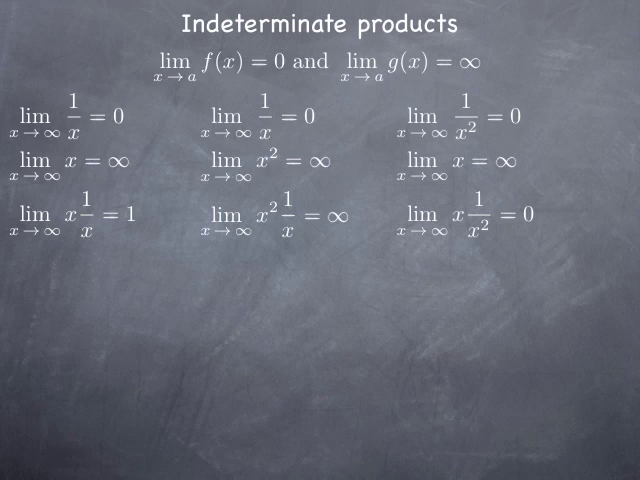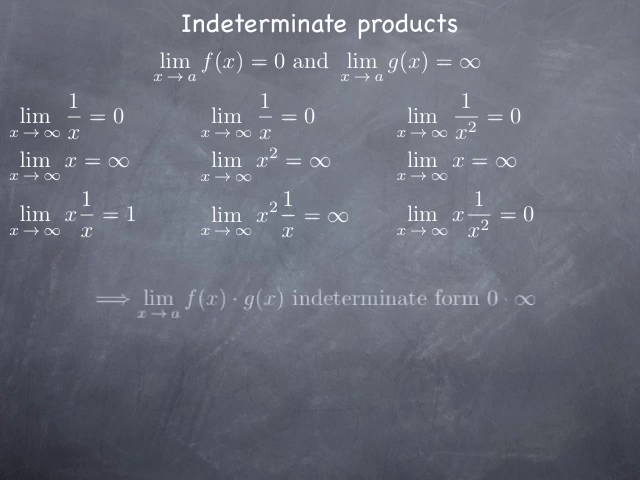We could also get 0. Let's now consider for f the function 1 over x squared at infinity. It goes to 0. And for g, the function x, which goes to infinity at infinity. Then the product f times g is x divided by x squared, in other words 1 over x, which goes to 0 at infinity. So you see that we cannot conclude anything about the limit of the product just from the knowledge that the limit of f is 0 and the limit of g is infinity. In other words, if the limit of f is 0 and the limit of g is infinity, we have an indeterminate form of the type 0 times infinity.